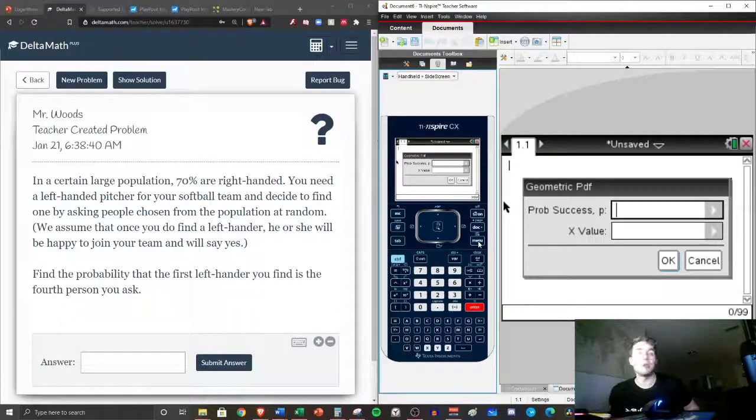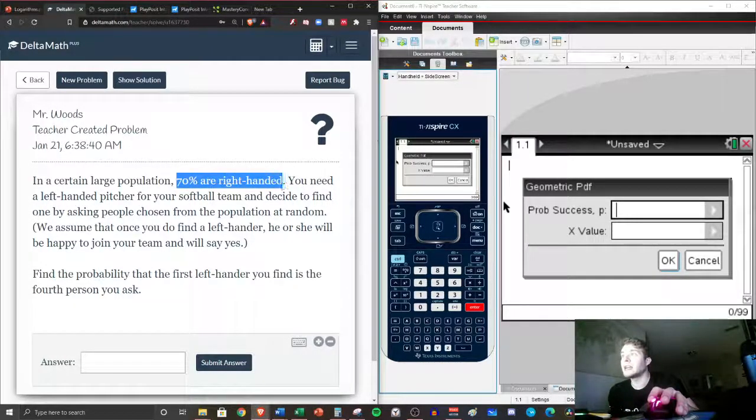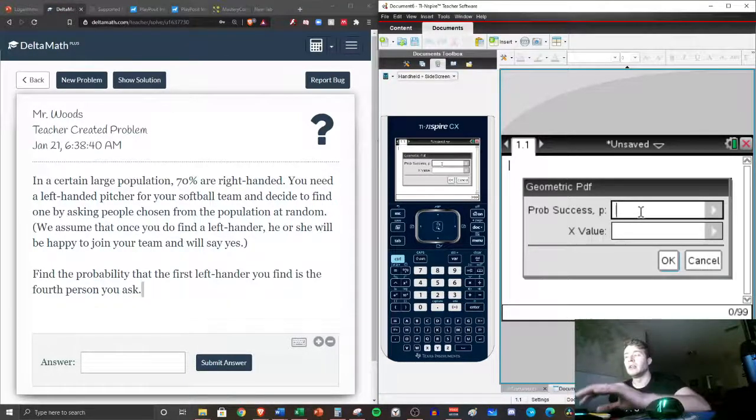First, what is your probability of success? Well, we get the probability 70% are right-handed, but you'll notice that that's not what we're interested in. We're interested in the first left-hander, okay? The first left-handed person. So that would be the complement, right? If 70% are right-handed, then 30% or 0.3 are left-handed. And it says find the probability that the first left-hander. So this is why it's geometric. It's trials until first success.